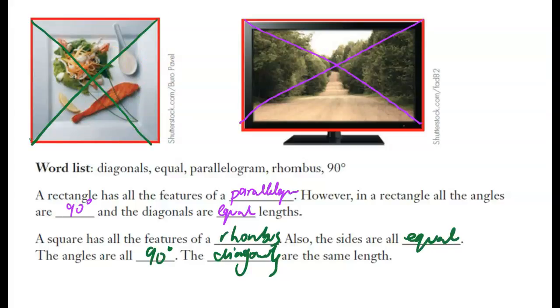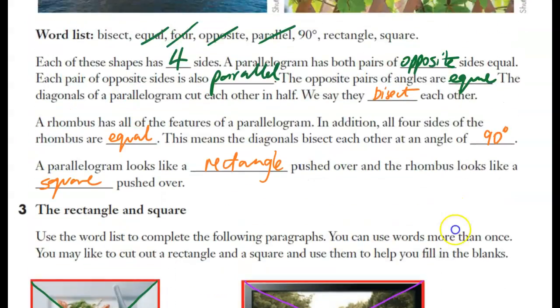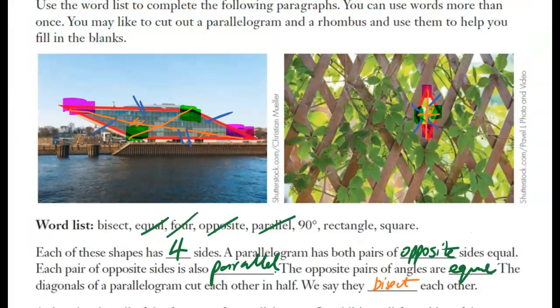What it doesn't say there is that the diagonals also cross at right angles. Okay, and that makes sense because in a rhombus they cross at right angles as well. Yes.